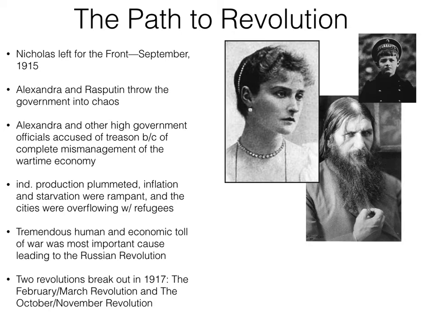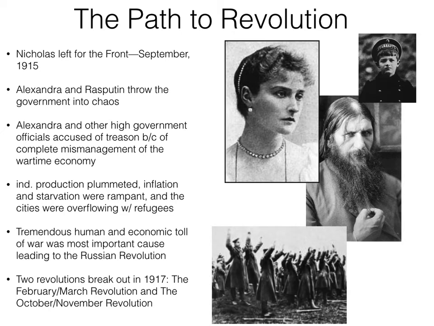All right, so if we look at the path to revolution from 1915 to 1917, because the Russian army is falling apart, Nicholas is going to leave to lead the Russian troops, and what that does is it leaves Alexandra, who was the Tsarina, and Rasputin in control, and these two people throw the government into chaos because they are very, very poor political leaders, and they horribly mismanage the wartime economy.